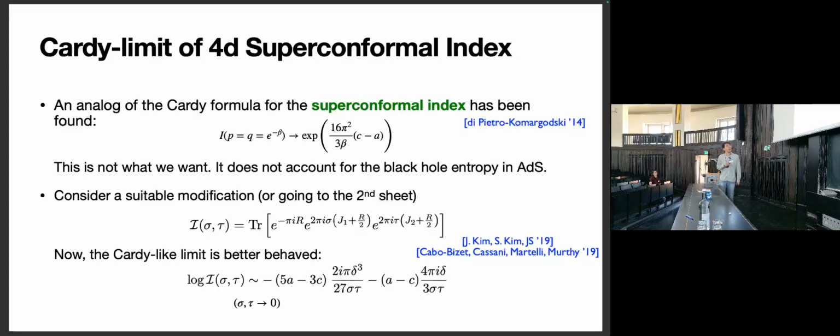But recently, people realized that if you consider a suitable modification, namely complexifying the chemical potentials, then the index is better behaved. Here I have replaced (-1)^F with e^{iπr}. This still behaves like an index because it doesn't change the property of pairwise cancellation required by the index. So this seemingly mild modification actually gives you a rather interesting modification to the Cardy-like behavior. And this is what we get. Instead of a minus c, we get this funny combination that does not vanish as we take the a equals c limit or the large N limit.